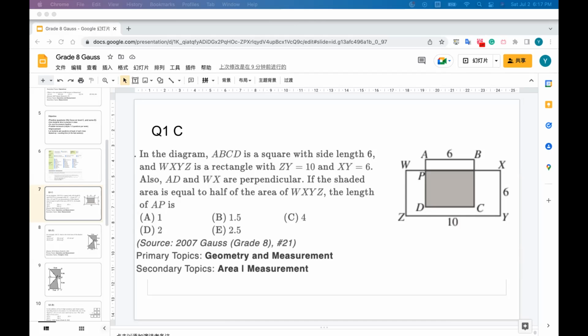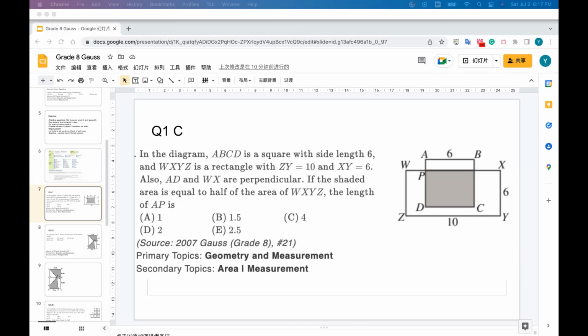Since the shaded area is half of WXYZ, you have to figure out the area of WXYZ, which is 6 times 10, which is 60, divided by 2 is 30. And then since ABCD is 6 on all sides, and that's the area of the shaded, you can divide it by 6 to figure out PD. And 30 divided by 6 is 5. And then you can do the side length minus 5, which is 1. Okay, very nice. Good job.